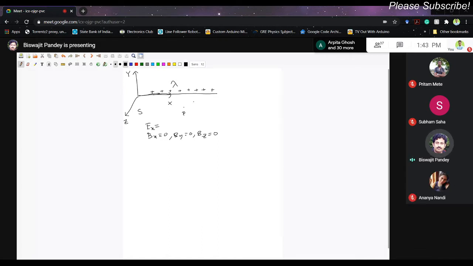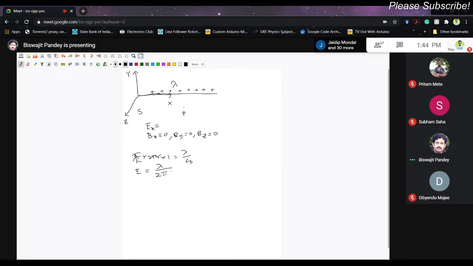The flux of the electric field across the cylindrical surface will be E into 2 pi r, equal to lambda by epsilon naught. Here 2 pi r is the perimeter, and we just take unit length. So lambda into 2 pi r into unit length: E, the electric field, times the flux area equals lambda by epsilon naught.